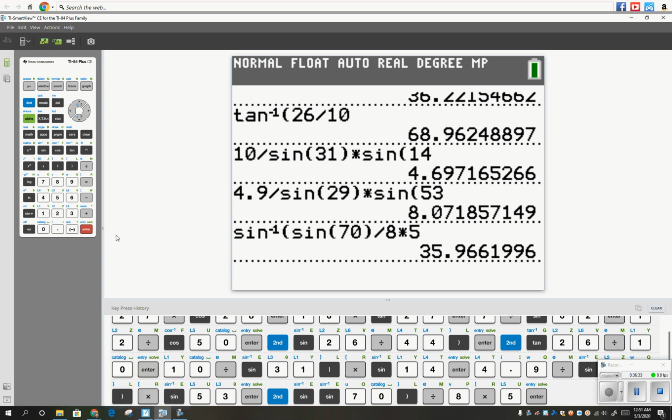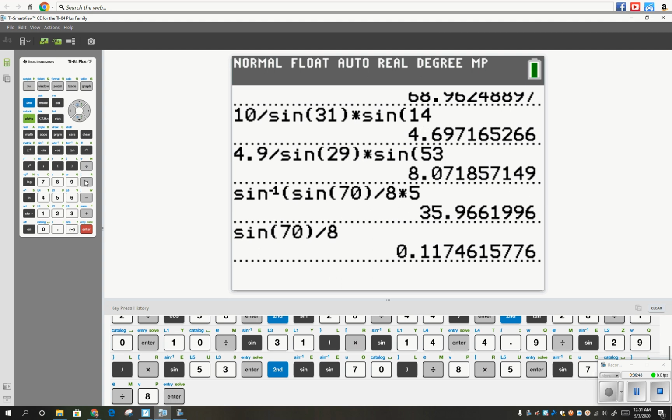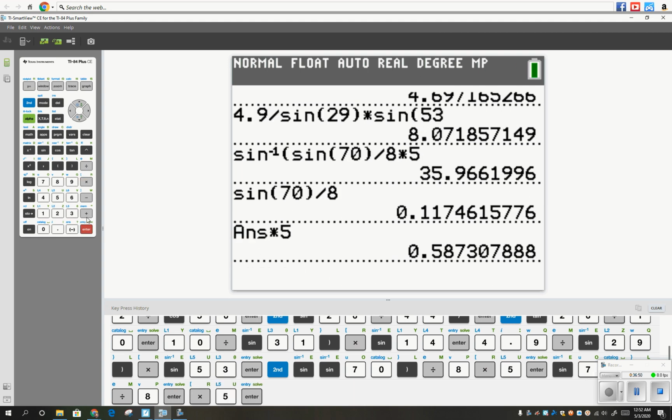Another option here, which some of you have done, but do make sure you don't round, is I can determine what that right side is. I can take sine of 70, divide that by 8, and multiply that by 5. So the right side is actually equal to 0.5873. That's what I'm going to take sine inverse of.